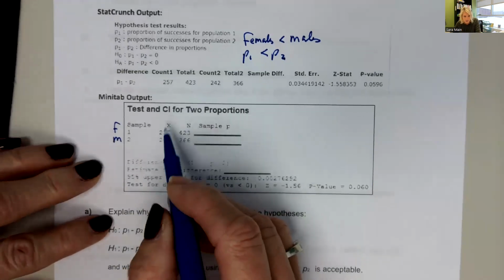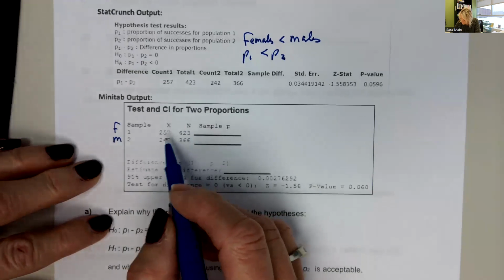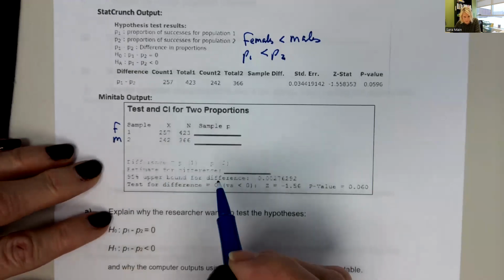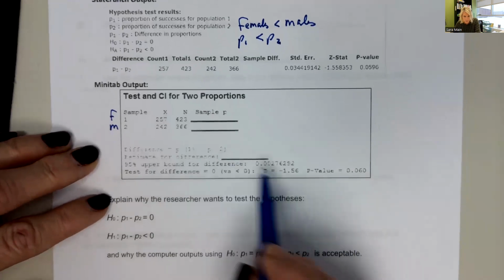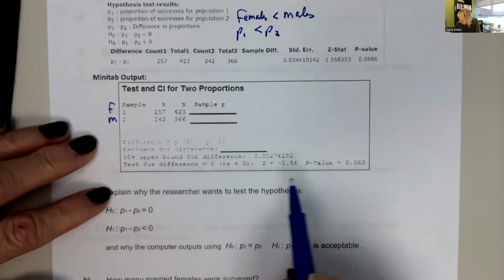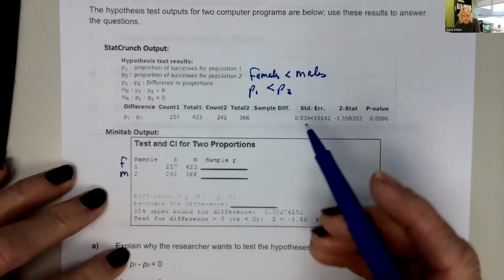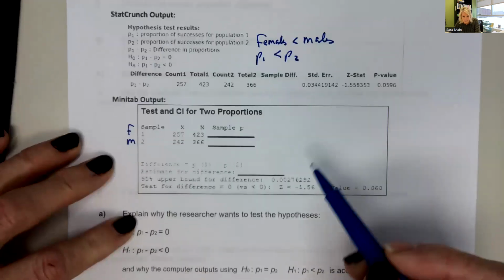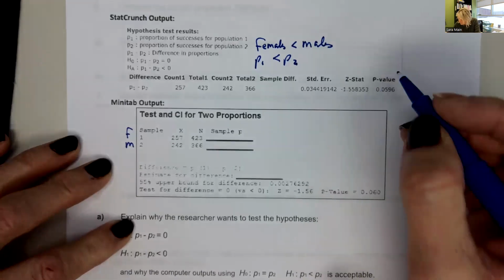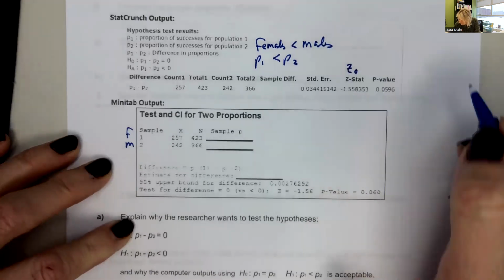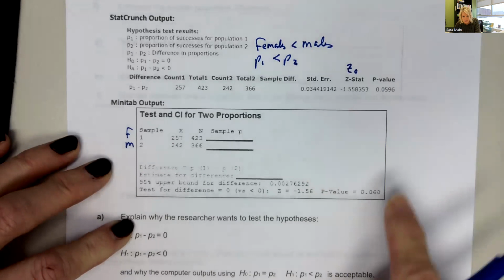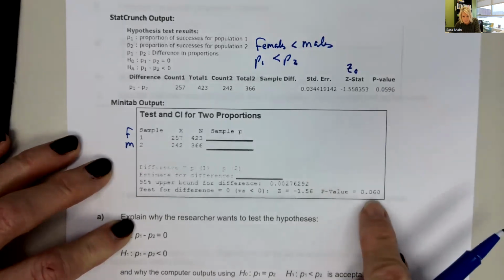X is the number that said that they were happily married, and N is the total sample for each. And then we're going to put those numbers into the computer program, and we're going to validate what these two programs came up with. Here is the Z statistic, the Z0. Remember, the Z stat is the Z0 from our data, and here is the p-value, and they're always similar. It looks like this one is just rounded.